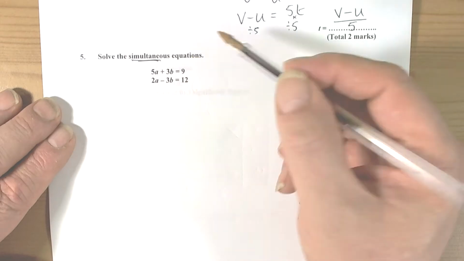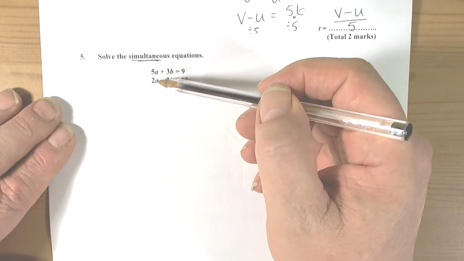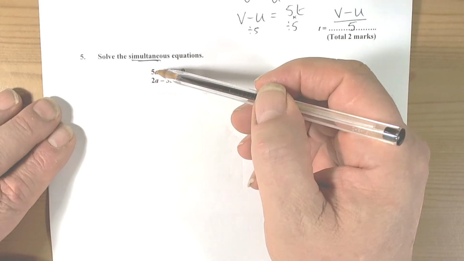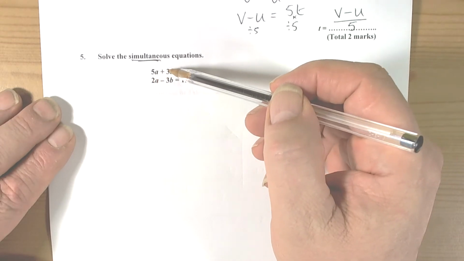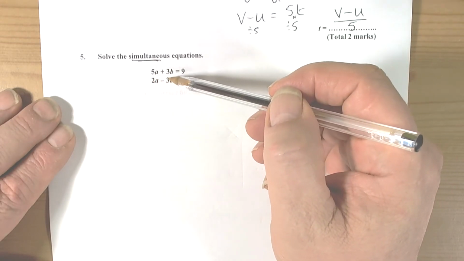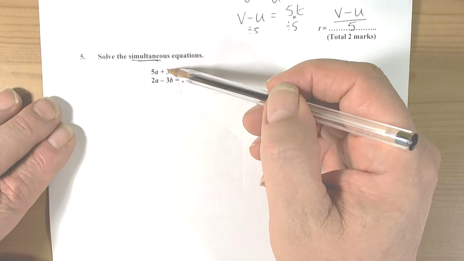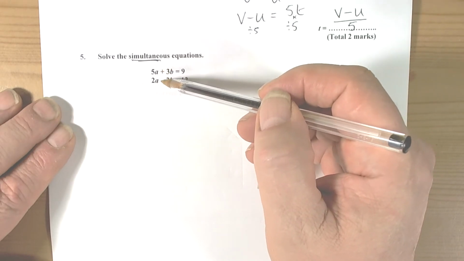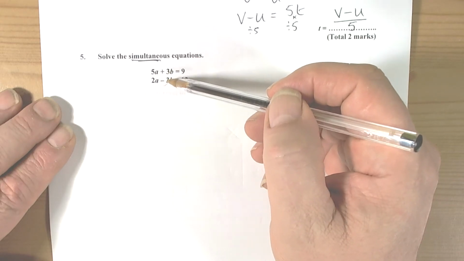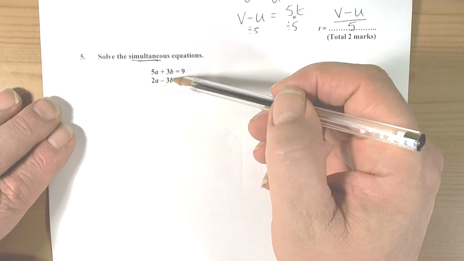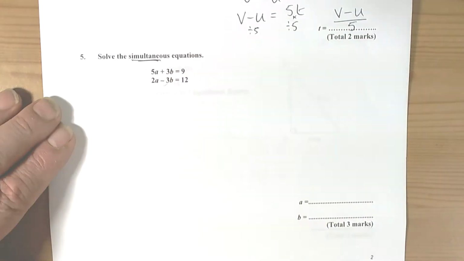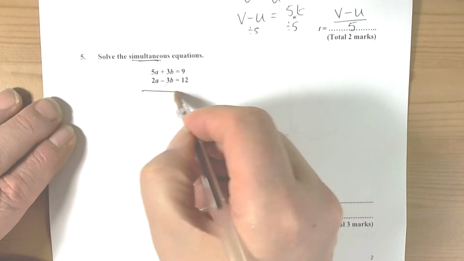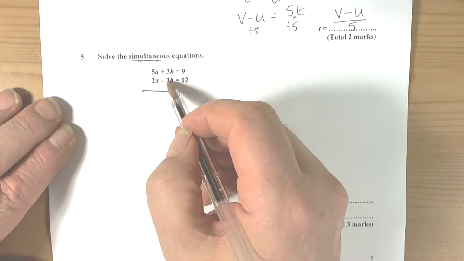So the first thing we do is we look to see whether either variable has the same number in front of it. So that's got 5 a's, that's got 2 a's, they're different. This one's got 3b and this one's got 3b. That's the same number in front. Different operation happening now. This is a positive 3 and this is a negative 3, but that doesn't matter. It's about having the 3b's and the 3b's, and then we can deal with the plus or minus to make the b term disappear.